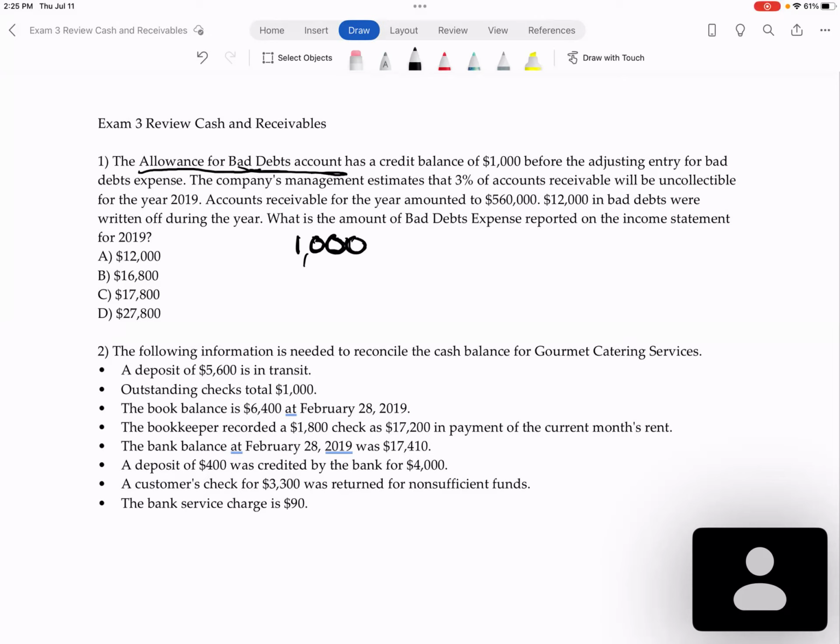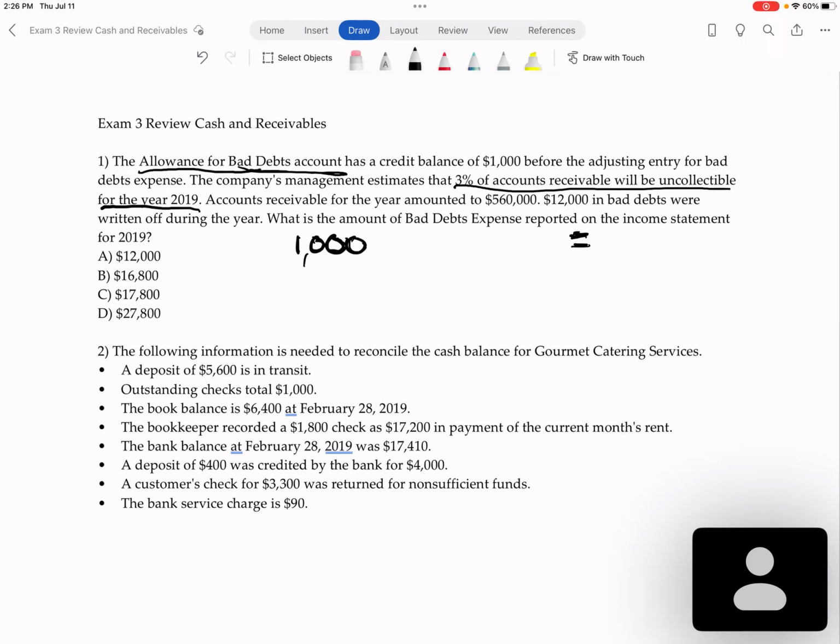What will reduce it is if we write any accounts off. So let's see. I better read down that. The company management estimates that 3% of accounts receivable will be uncollectible for the year 2019. So this is going to be on the right side of the equation. That's going to be our ending balance. And so the way these problems work is we're going to calculate this ending balance.